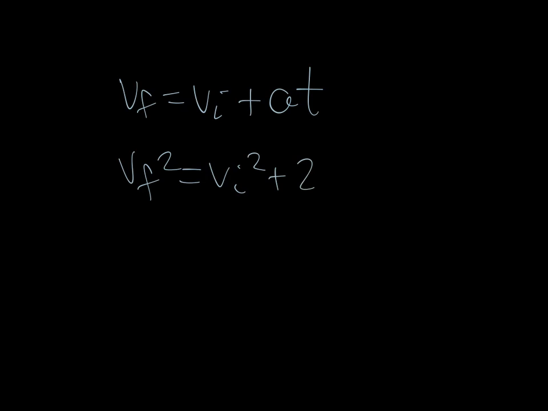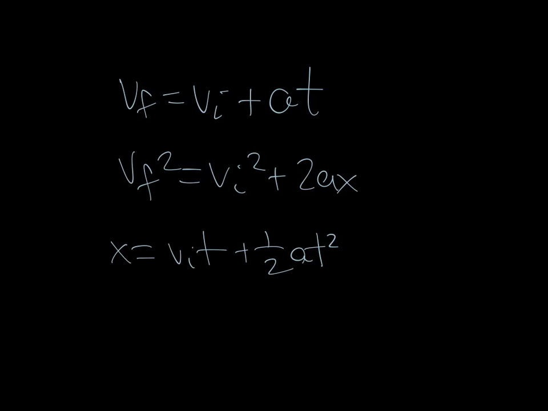So we have three formulas. We've got VF equals VI plus AT. VF squared equals VI squared plus 2AX. And then X equals VIT plus 1/2 AT squared. If we run out of time, I did 2 examples in the other class with these equations. Okay, so definitely look at those examples.